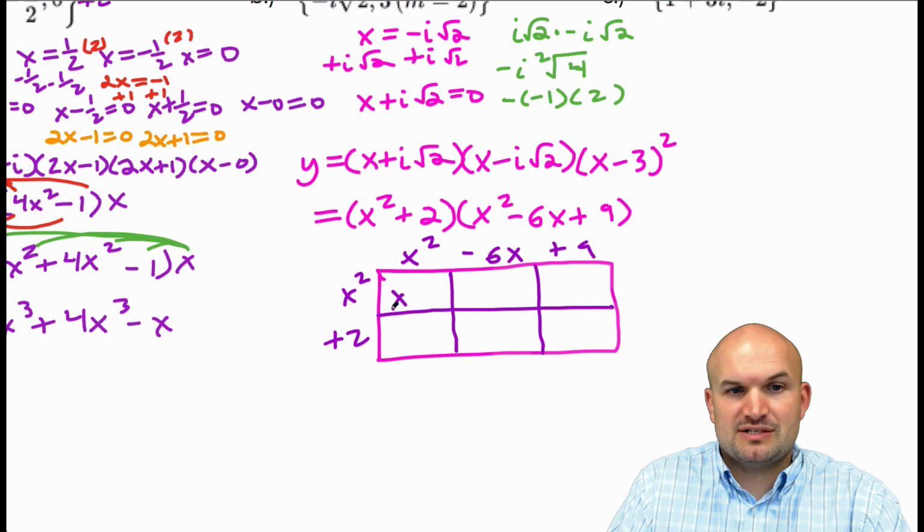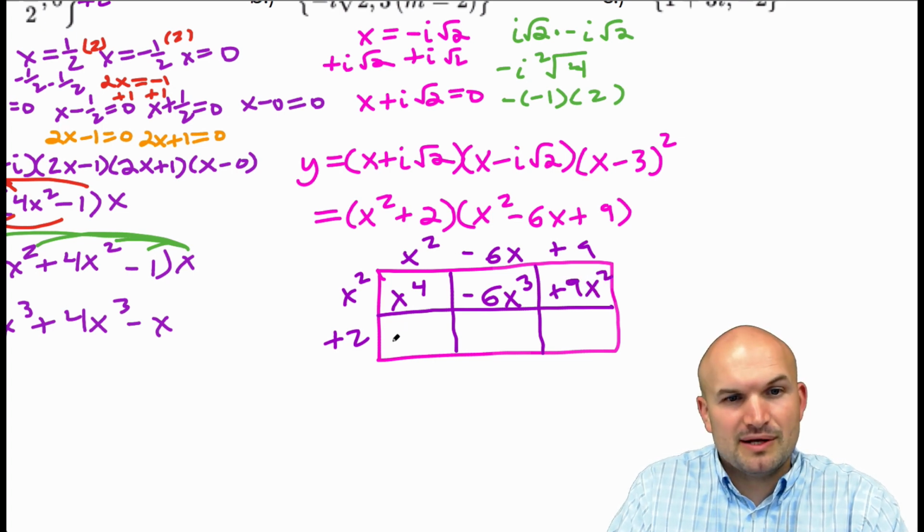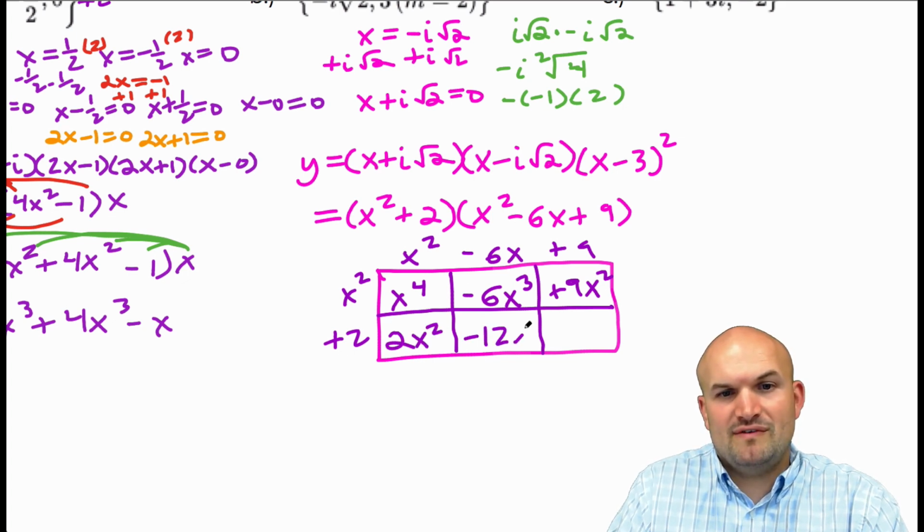So x squared times x squared is x to the 4th. X squared times negative 6x is negative 6x cubed. X squared times 9 is going to be a positive 9x squared. You don't really need to write the positive, but this becomes a 2x squared. This is a negative 12x, and this becomes a positive 18.